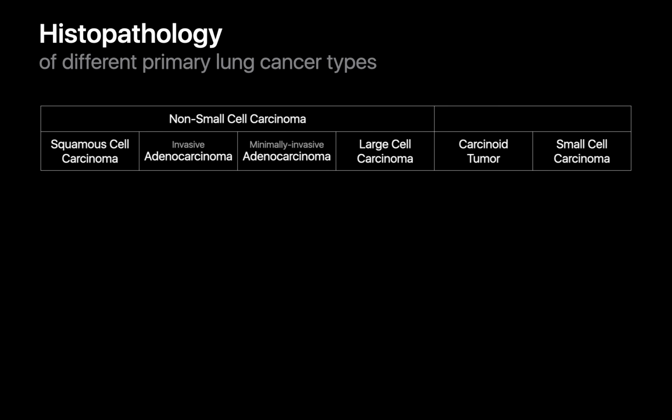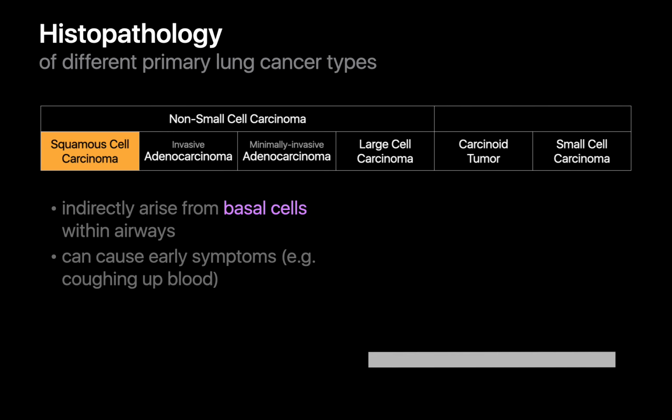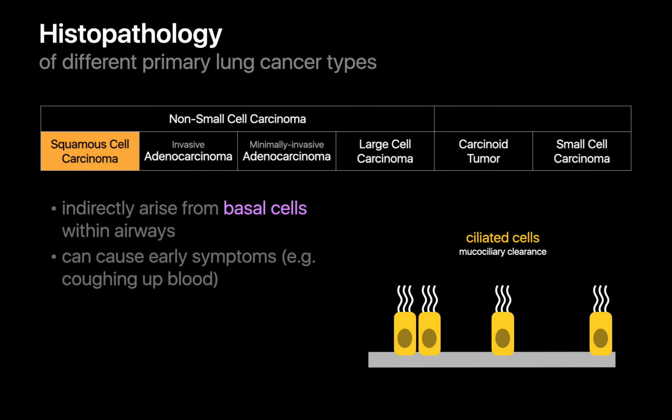Now, let's do a brief dive into the histopathology of the different types of lung cancer. Let's start with squamous cell carcinoma. If you look at the lining of the central airways, you'll find many ciliated cells within the airway lining that are responsible for the mucociliary escalator that clears inhaled particles and pathogens out of the lungs.